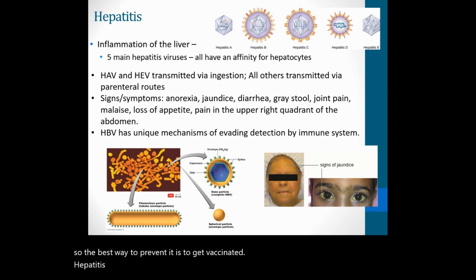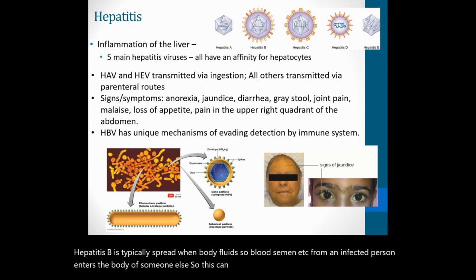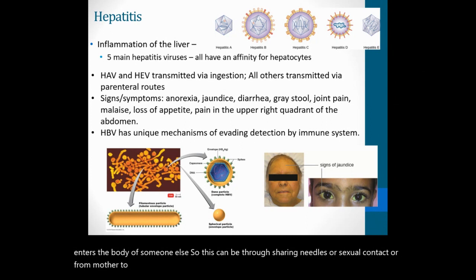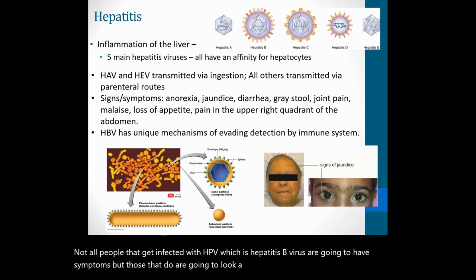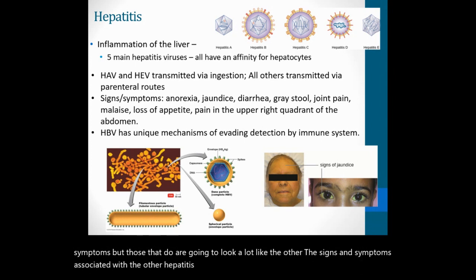Hepatitis B is typically spread when body fluids, so blood, semen, etc., from an infected person enters the body of someone else. So this can be through sharing needles or sexual contact or from mother to baby during birth. So not all people that get infected with HBV, which is hepatitis B virus, are going to have symptoms, but those that do are going to look a lot like the signs and symptoms associated with the other hepatitises, and we'll talk about those in a minute.